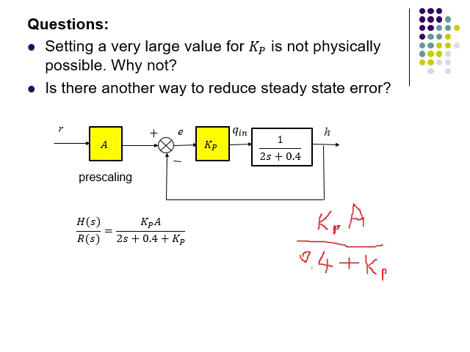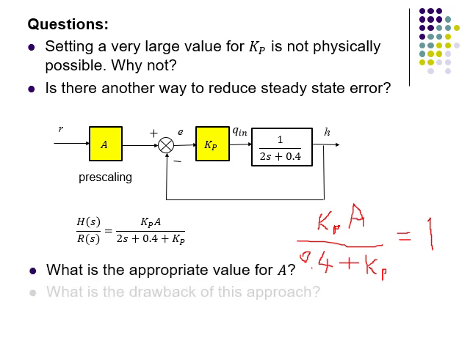Okay, so that's the steady state gain of the closed loop system, and then to get a steady state gain of 1, which means H equals R in the steady state, this has to be equal to 1. So then we could solve for A, and then the value of A can be chosen to match the value of Kp. So this would work. So we can find the appropriate value of A.